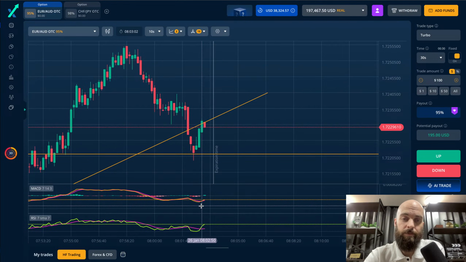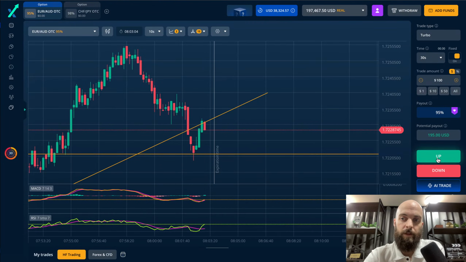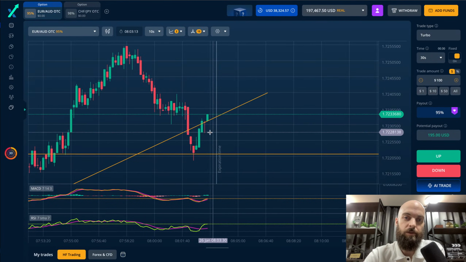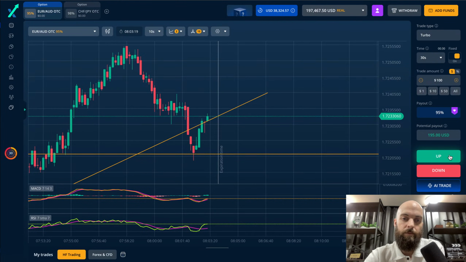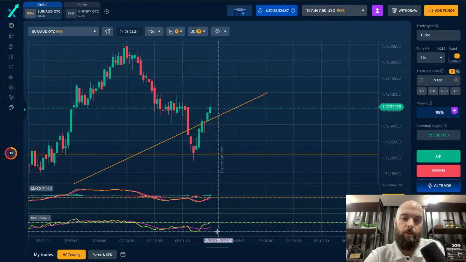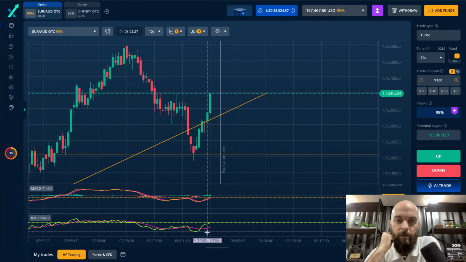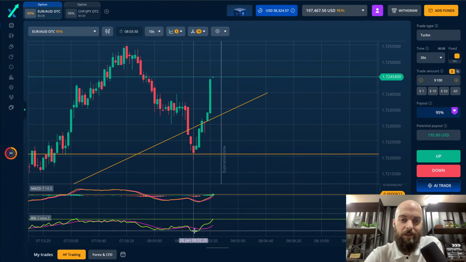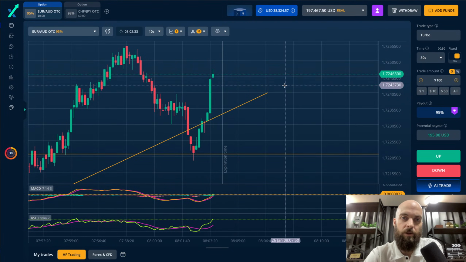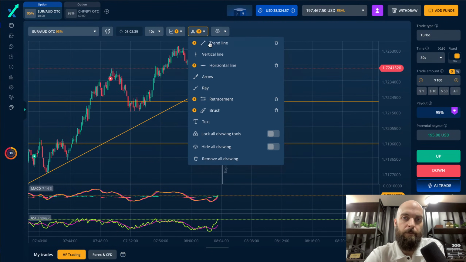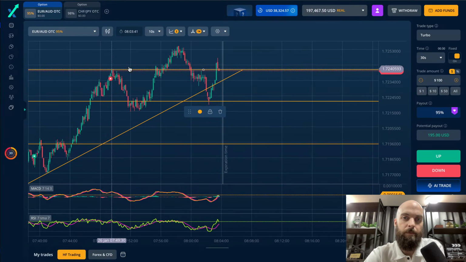So we got the signal. We just need to find a perfect entry. Damn, I think that was it right there. I'm not too excited about that RSI, because the RSI itself is pretty volatile here. Wow, look at that jump. Where did my line go? Let's throw one there.